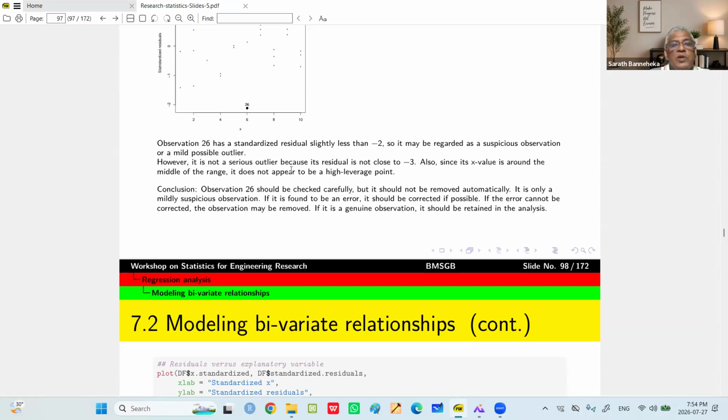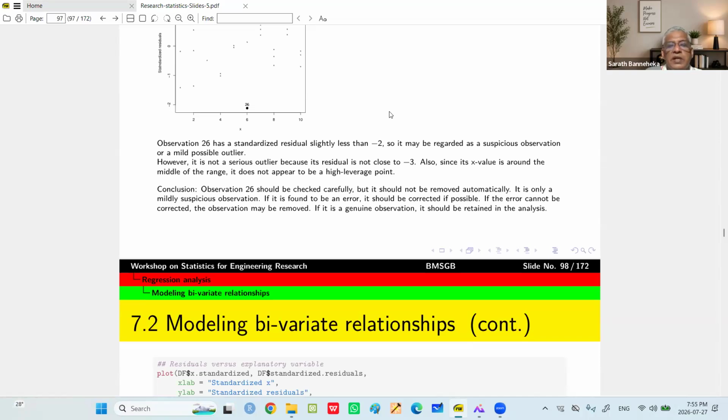However, it is not a serious outlier because its residual is not close to -3, just larger than 2 in absolute value. Also, since its x value is around the middle of the range, it does not appear to be a high leverage point. That means there will not be much effect from that observation. Right. So observation 26 should be checked carefully, but it should not be removed automatically. It is only a mildly suspicious observation.